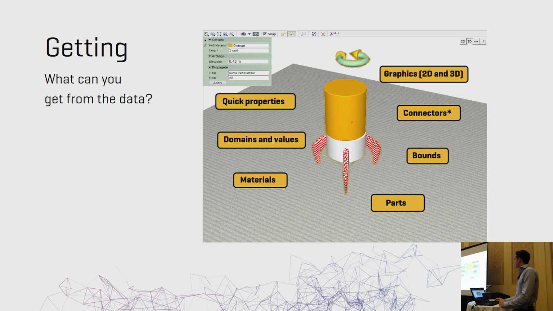Bounds you can get, you might want to cache that, but all the other things are very handy to get. You get the graphics, you get the quick properties, domains and values, materials, and your parts. Basically, those are the main things that you can get from the data. There's a ton of others, but I can't go through all of them.